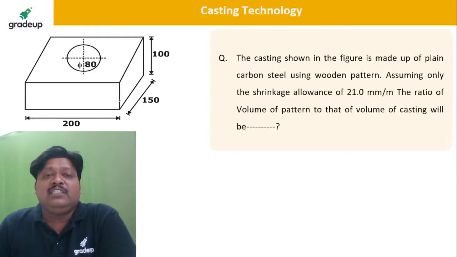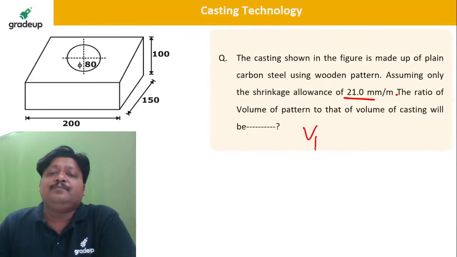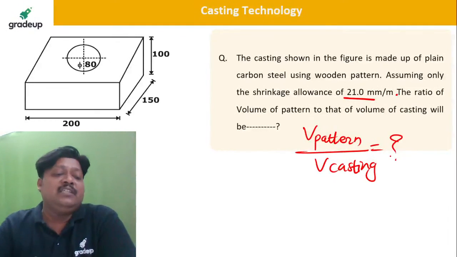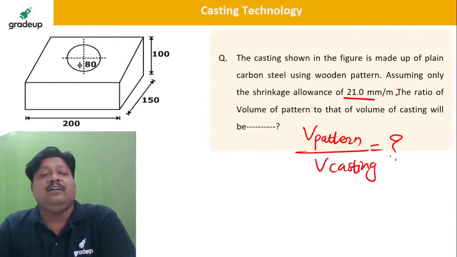So this is the first question that we have. The casting shown in the figure is made of plain carbon steel using a wooden pattern, assuming only the shrinkage allowance of 21 mm per meter. The ratio of volume of pattern to that of volume of casting they are asking.